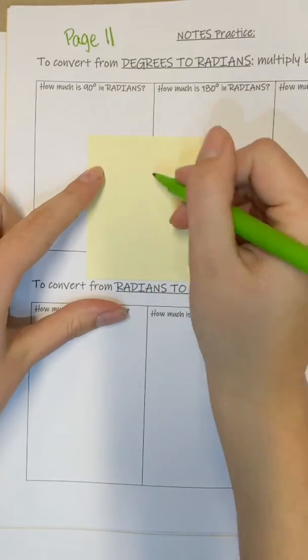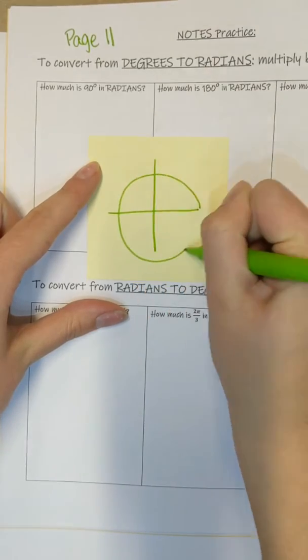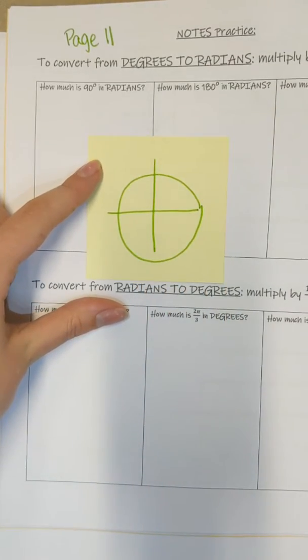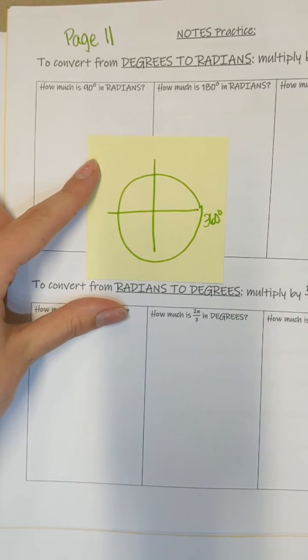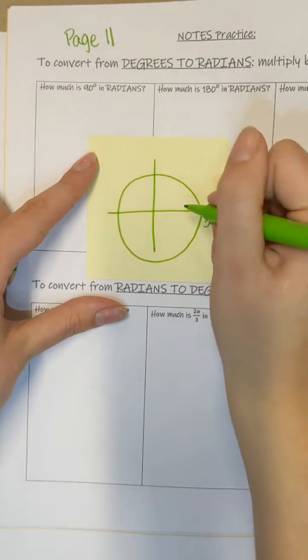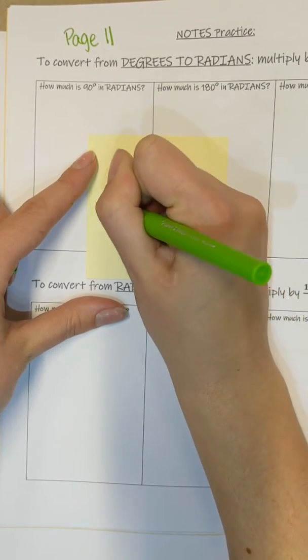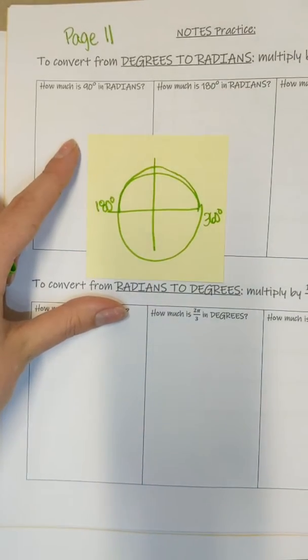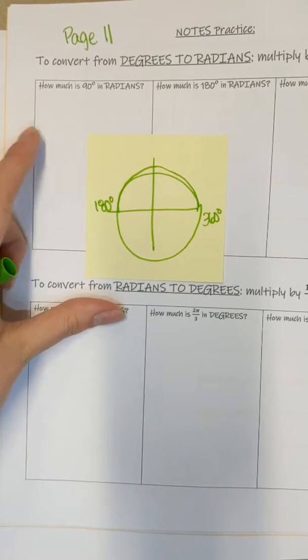So yesterday we learned that if you do a full circle, excuse my horrible circle drawing skills, that's 360 degrees all the way around. If you do half a circle, that would be 180 degrees for half the distance. So if you make half a circle, it's 180 degrees.